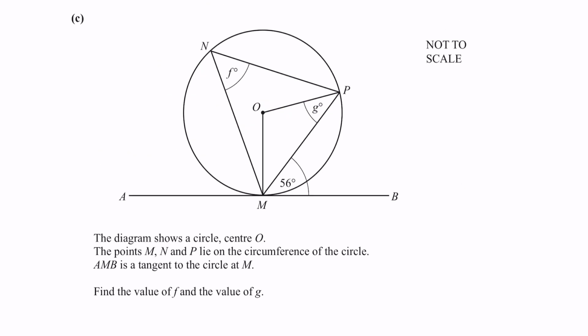Next, question C. The diagram shows a circle with center O. The points M, N and P lie on the circumference of this circle. AB is a tangent to the circle at M. Find the value of F and the value of G.